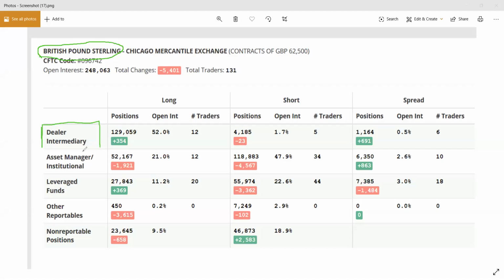So what we refer to as the dealer intermediary, we are referring to as the position of retail traders that are held by all the brokerage firms that participate in the market. So the dealer intermediary is the position of retail traders, all combined, that are in the market at a certain time. So all this data shows how the retail traders were positioned in the market.